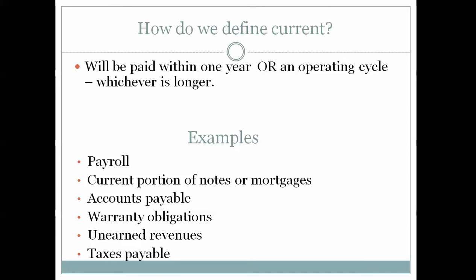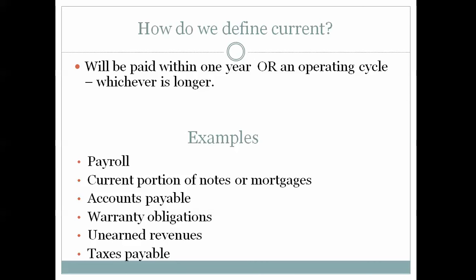What are some examples of current liabilities? Well, a big one and a major one is payroll. Payroll can be a very significant current liability. If we have a current portion of a note payable or a mortgage payable, that portion which is due within the year or certainly within the month, those are considered current portions of long-term liabilities. Our accounts payable are current, things like our power bill, our cable bill, any of those types of bills.